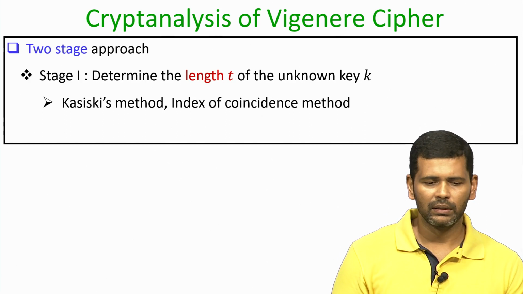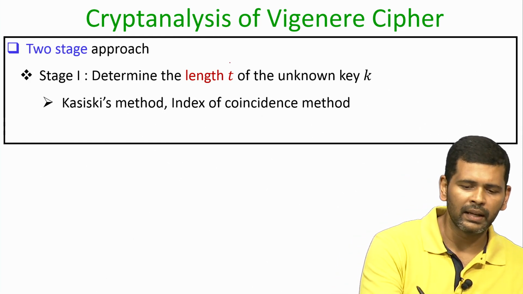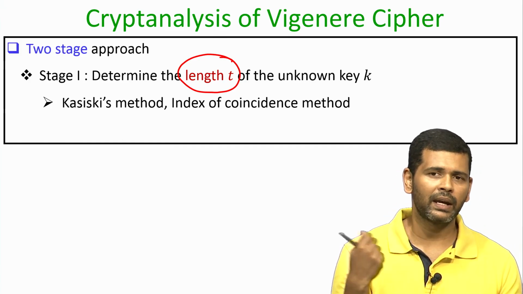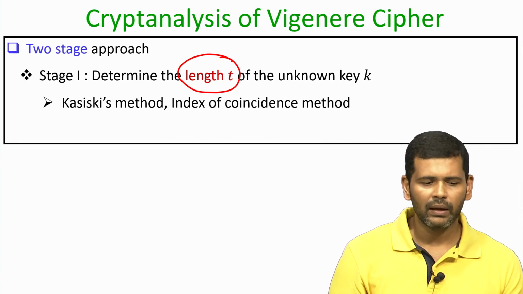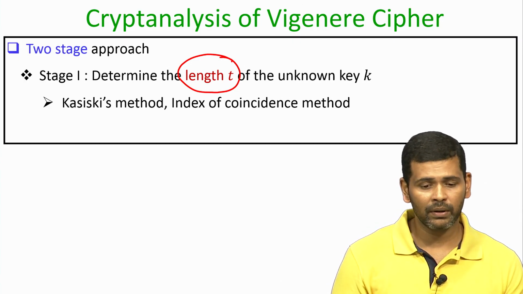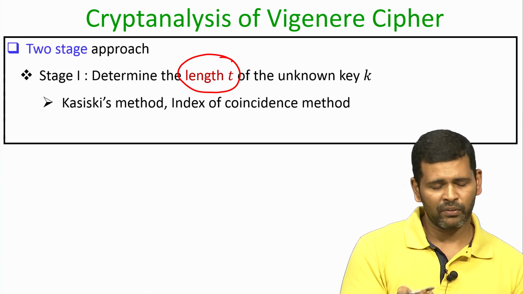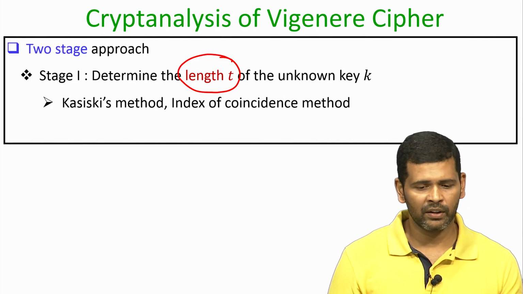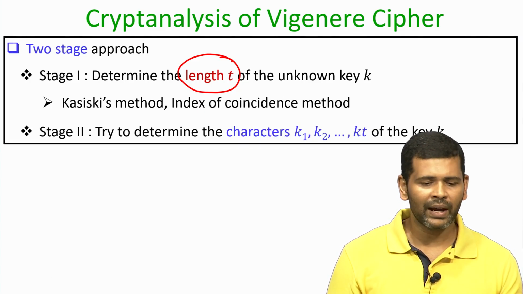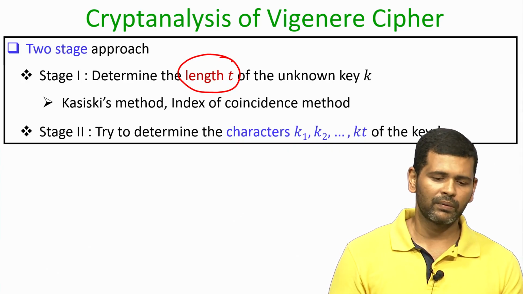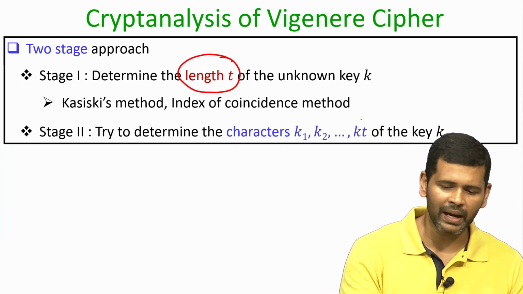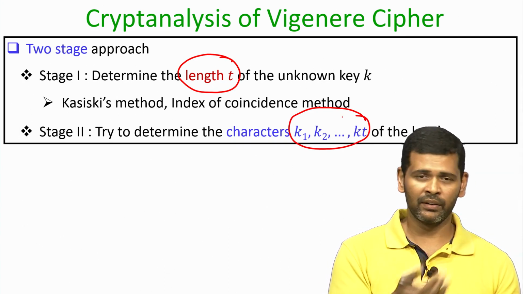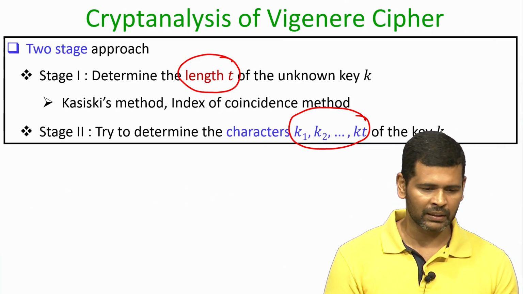In stage 1, the goal will be to determine the length t, namely the size of the period of the key. Remember t could be any value starting from 1 onwards, and there are several well known, interesting methods to determine the value of t. For example, you can use Kasiski's method, or another interesting method called the index of coincidence method, and so on. Once we know the value of t, in stage 2 we are going to recover the unknown characters of the key, and once we know them, we can easily perform the decryption operation and recover the plain text.